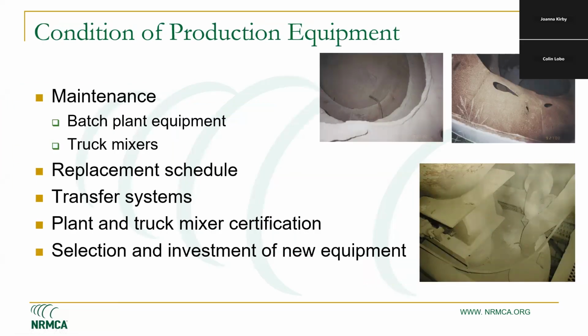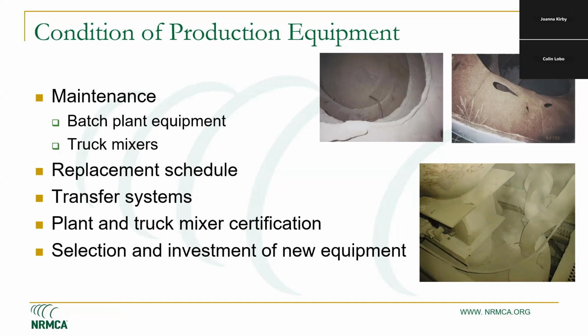Condition of production equipment needs periodic maintenance. Make sure that there's maintenance of the batch plant equipment, the truck mixer conditions in terms of wear and buildup of the mixers, that you're following a maintenance schedule, as well as a replacement schedule on mixer drums and other systems. The transfer systems for materials, especially liquids, in terms of piping, so that they are not impacting the accuracy of the materials that is being batched.